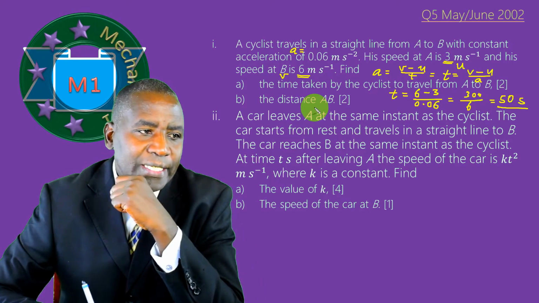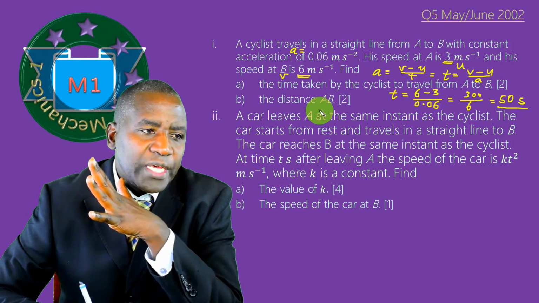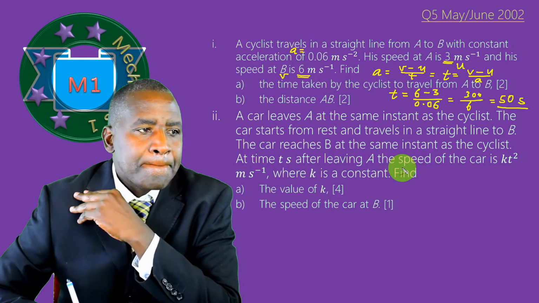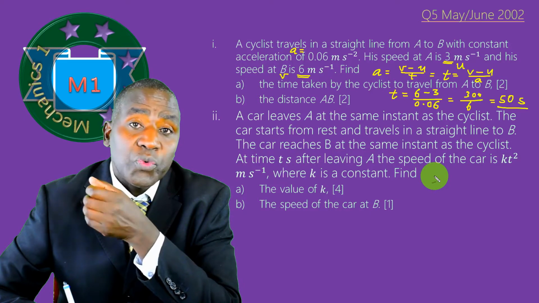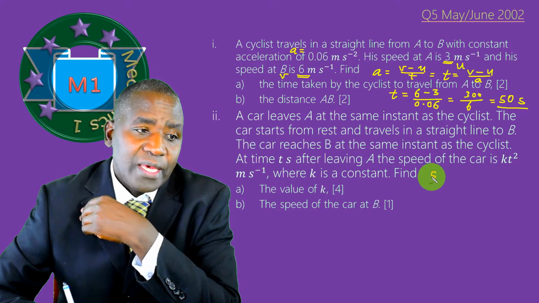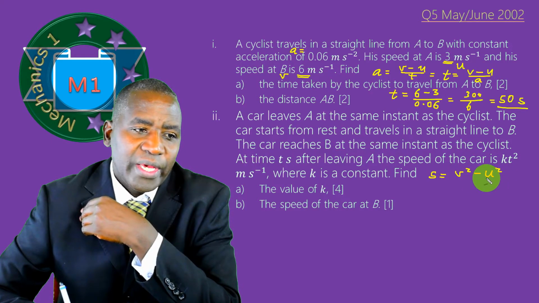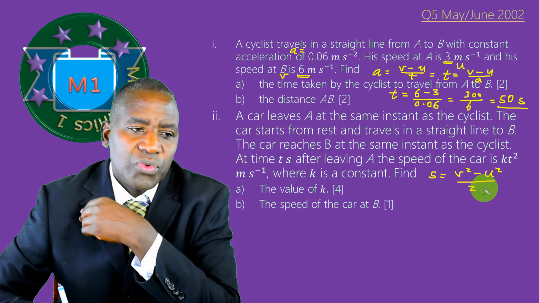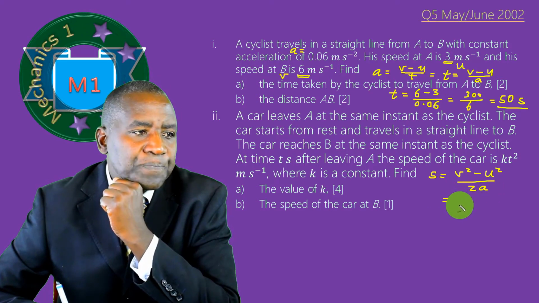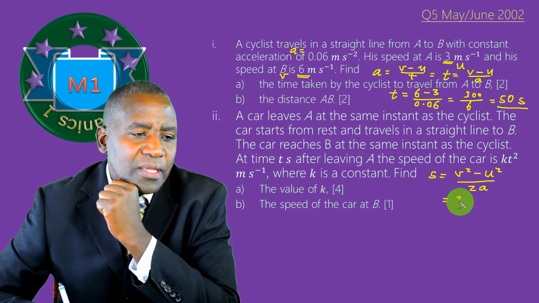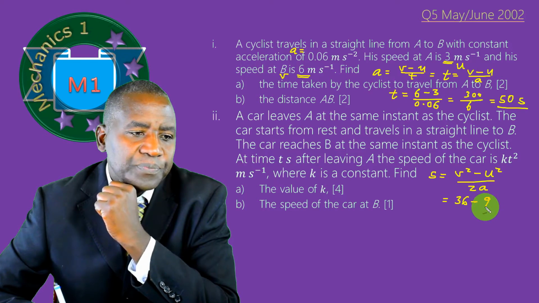And then the next part is to calculate the distance AB. The distance AB can be obtained using an equation such as V squared is equal to U squared plus 2AS, in which case S will be V squared minus U squared over 2A. The V is 6, so 6 squared is 36. U is 3, 3 squared is 9.